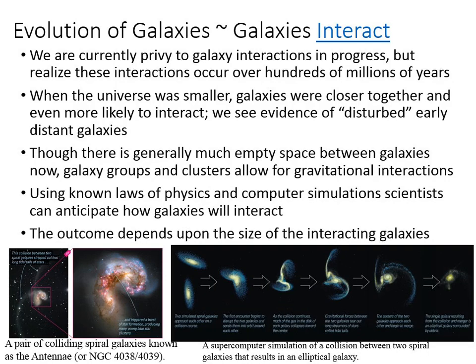So we can use computer modeling to see, and of course it's a gravity thing and mass interacting, to see maybe what you get with such a combination of galaxies interacting. So let's take a look.